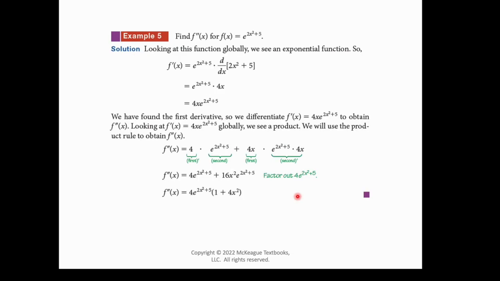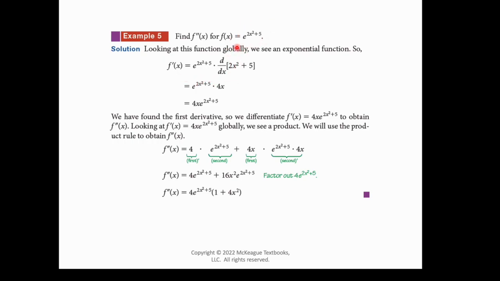Now we're going to look at an example of where we need to take the second derivative of an exponential function, which will give us good practice of second derivatives. We haven't looked at that in a bit. So here's our function, e raised to the power of 2x squared plus 5. And this is what we want to take the second derivative of. So we first need to take the first derivative.